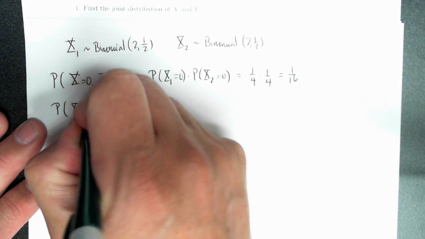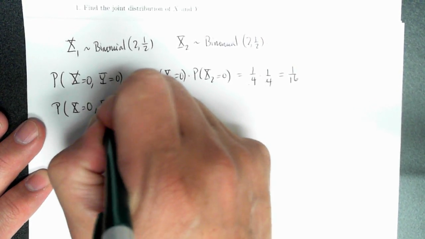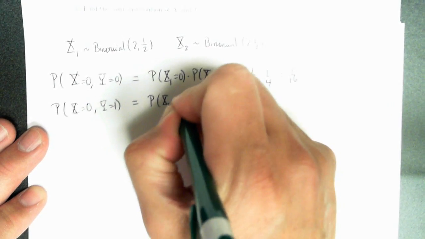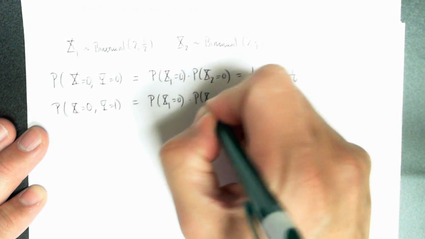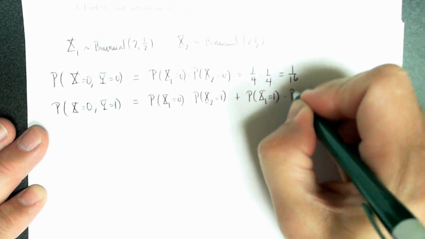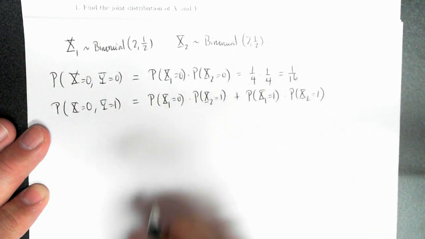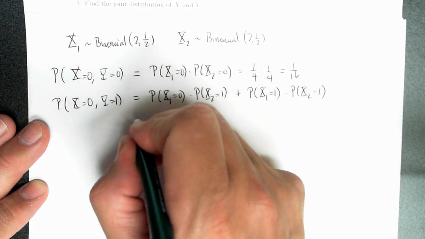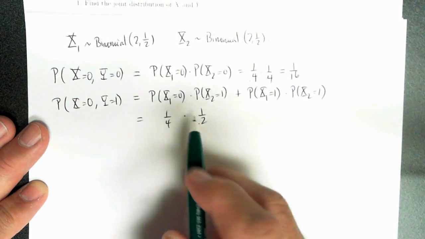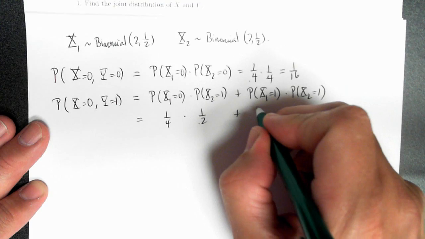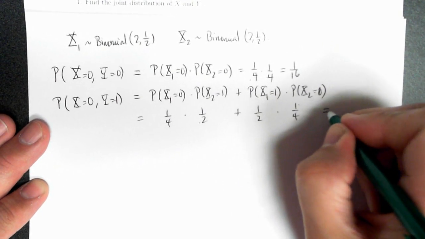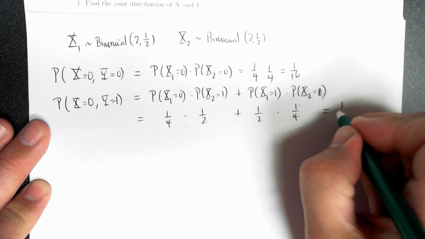Possibility number two would be that the minimum is equal to 0 and the maximum is equal to 1. That happens if there are no heads on the penny and one head on the quarter, or else one head on the penny and no heads on the quarter. And so the chance of that happening would be 1/4 times 1/2 using the binomial distribution, plus 1/2 times 1/4, and so that's an eighth plus an eighth, which works out to be 1/4.